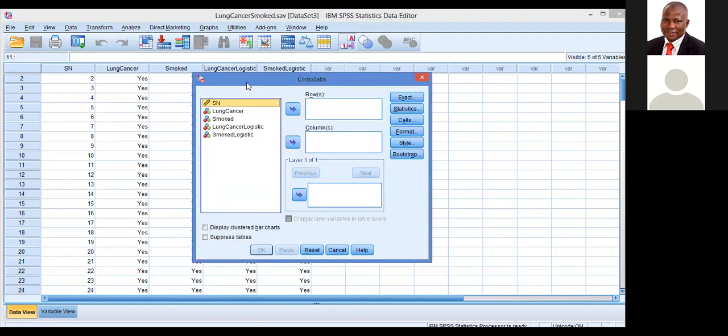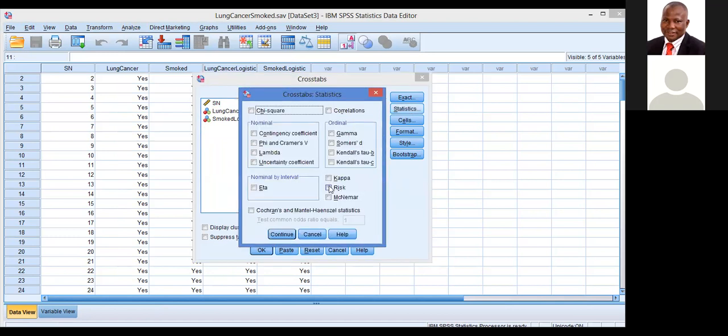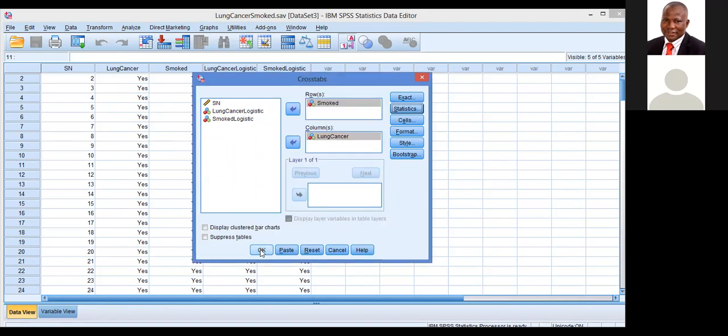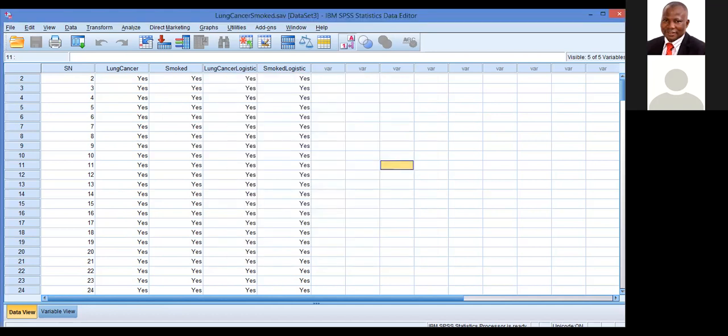Cross tab. Go to move, smoke, yes. Yes, push, the outcome is lung cancer. Go to statistics. Risk. Yeah, okay, you have to share the result here.